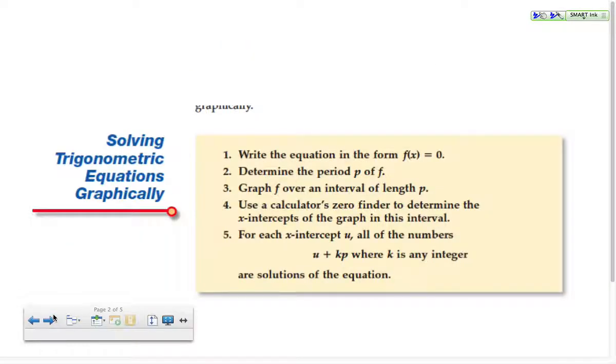So these are just directions, okay? And this is just kind of what we just talked about. I want to just go over it really quick. It says write the equation in the form of f of x equals 0. So that's why we always solve for 0.